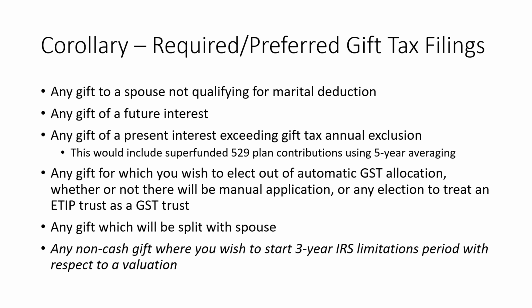Now, as a corollary, your required or preferred gift tax filings will be any gift to a spouse not qualifying for the marital deduction and which exceeds the gift tax annual exclusion, and also any gift of a future interest as well. Then looking at all non-spousal donees, you'd also take into account any gifts of present interest that exceed the gift tax annual exclusion, and that would include a situation where maybe you superfund a 529 plan to use a 5-year averaging of your gift tax annual exclusion as well.